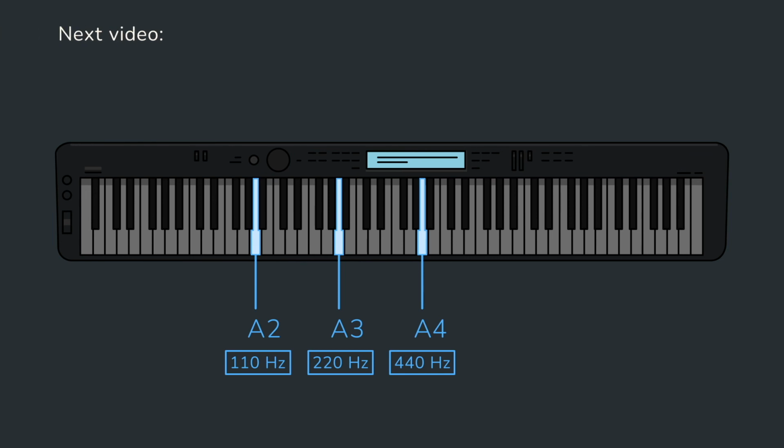And then in the next video, I'm going to look at what musical keys are. So what it means when you say you're in the key of C or in the key of G.